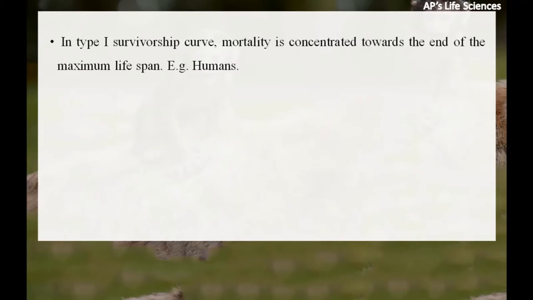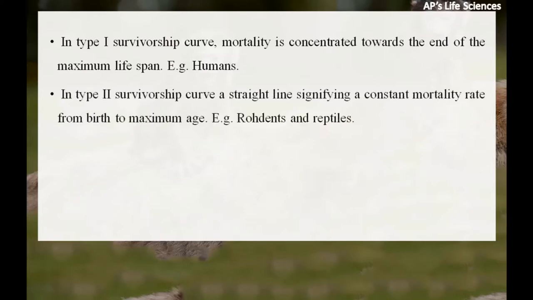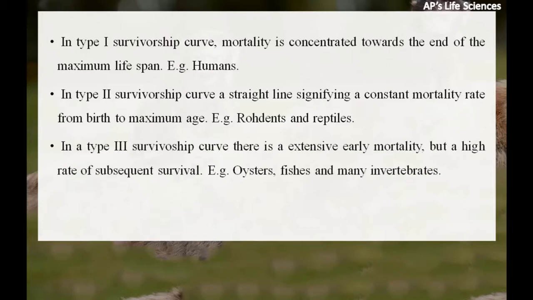So, in type 1 survivorship curve, the mortality is concentrated towards the end of the maximum lifespan. For example, in the case of humans, after 60 or 65 years or after 70, most of the people are dying. Whereas type 2 survivorship curve is a straight line signifying a constant mortality rate from birth to maximum age. That is, in the case of rodents and reptiles, this kind of curve is obtained.